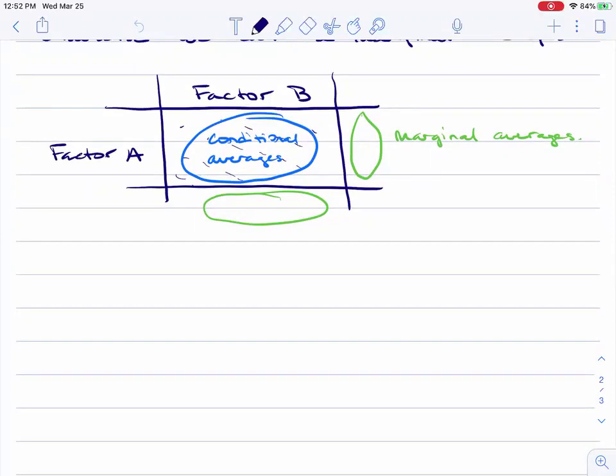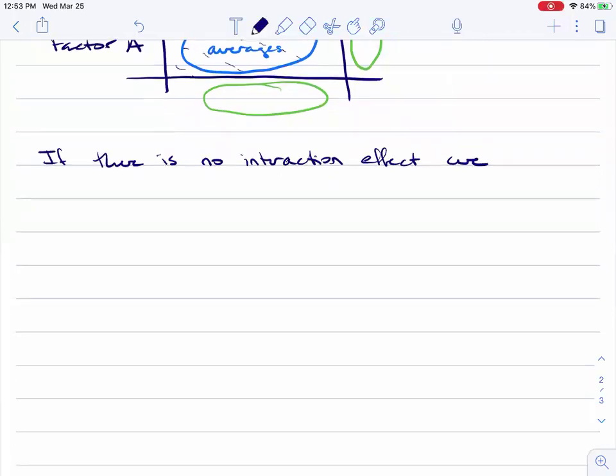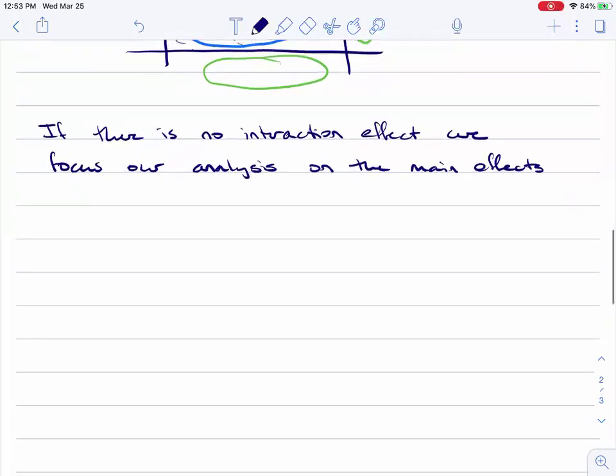But the last thing that I've got in my notes, just so I don't forget to write it down: if there is no interaction effect, we focus our analysis on the main effects, which are factor A and factor B.